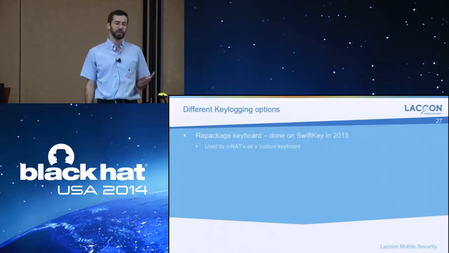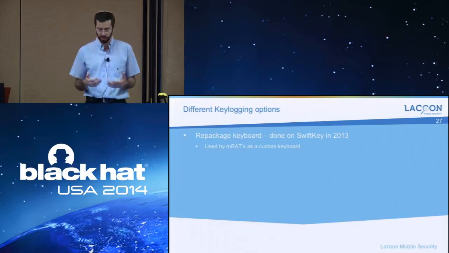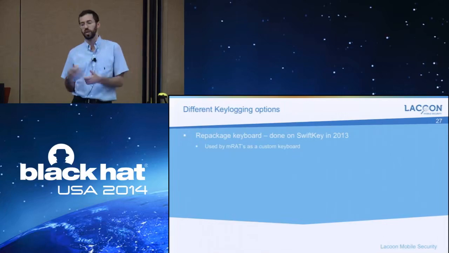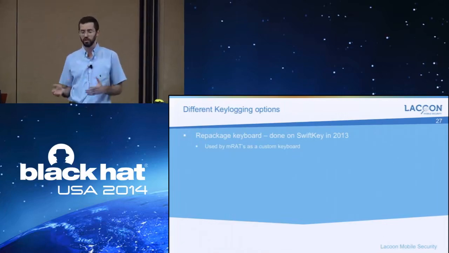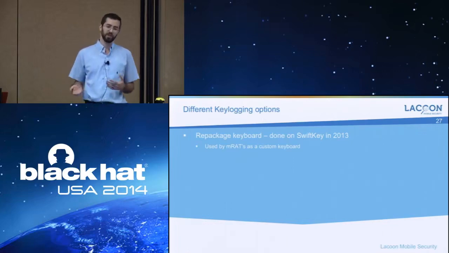The way these MRATs usually do it is by using some kind of repackaged keyboard. For example, you have a default keyboard which looks very similar to the standard Android or Samsung keyboard, and when you install it, they either set it up if you have a rooted device, or the installer sets it up by changing the default keyboard to be their keyboard. But it doesn't have to be that way. It was also done on the internet by repackaging popular keyboards.